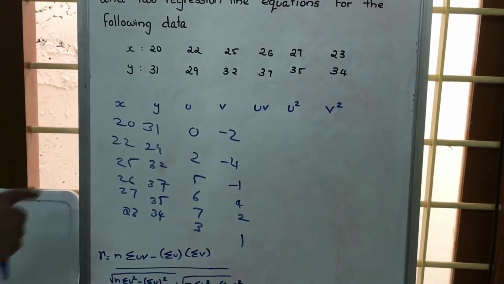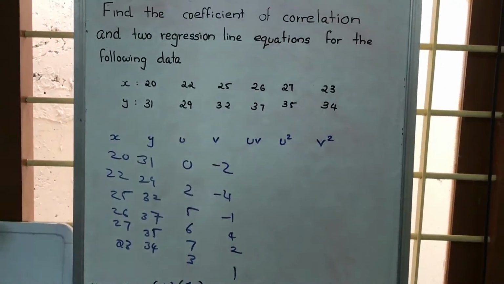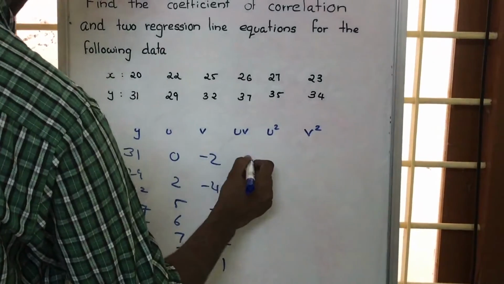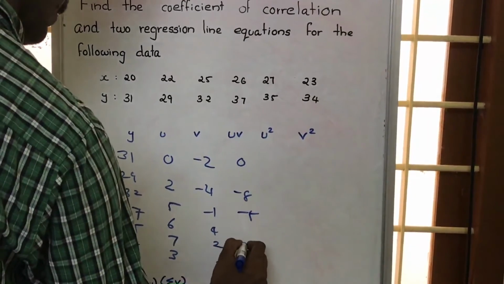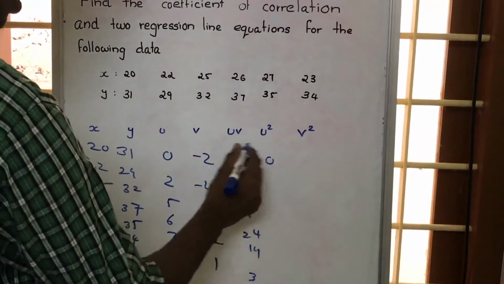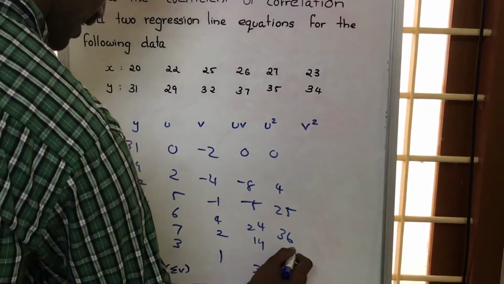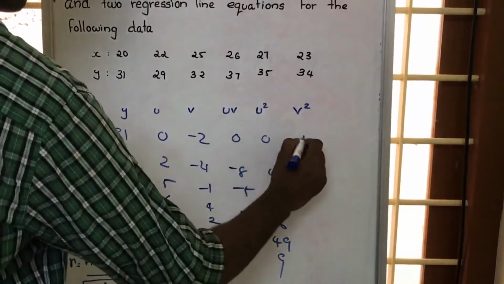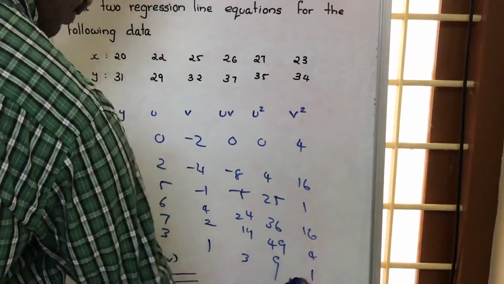Now we will be finding uv, u square, v square. For finding the correlation, we will be using this u and v only. We will not go with x and y. So uv we can find as 0, minus 8, minus 5, multiplying u and v. So we will get uv as 24, 14, 3. Now u square: 0, 4, 5 square 25, 6 square 36, 7 square 49, and 3 square 9. Similarly v square: 4, 16, 1, 16, 4, 1.